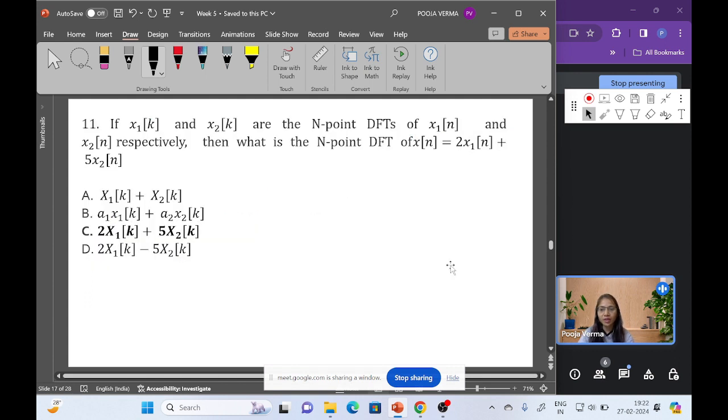So moving to the next question. Question 11 is also related to the linearity property of a DFT. Already we have solved one question of this type, so again we are going to solve this one. If X1 of k and X2 of k are the N-point DFTs of x1 of n and x2 of n respectively, then what is the N-point DFT of x of n equal to 2x1 of n plus 5x2 of n?